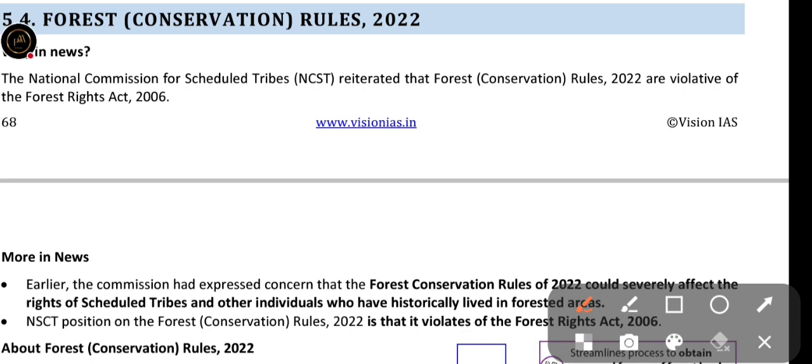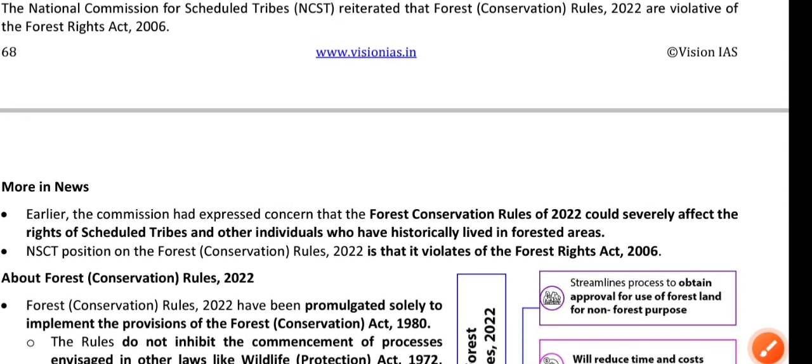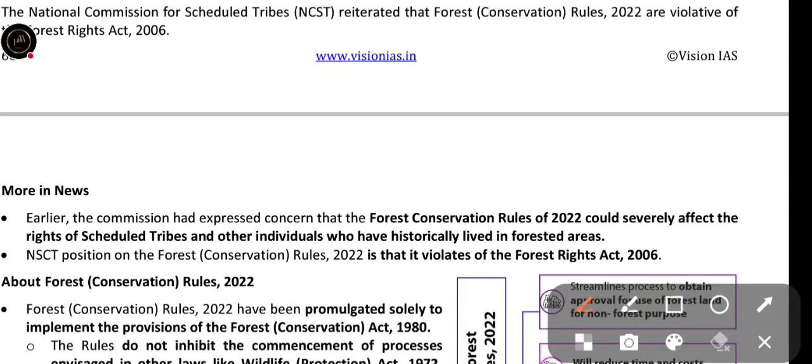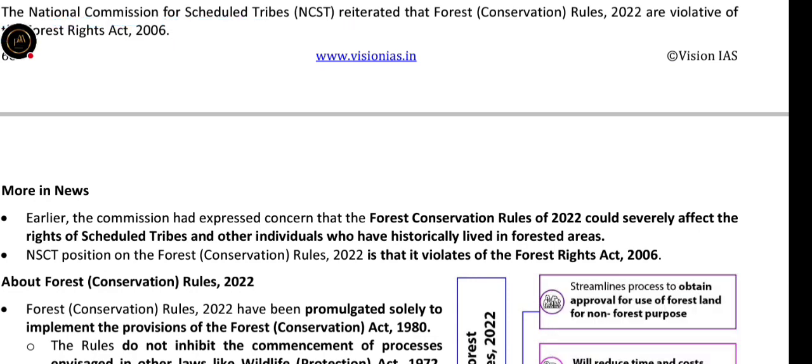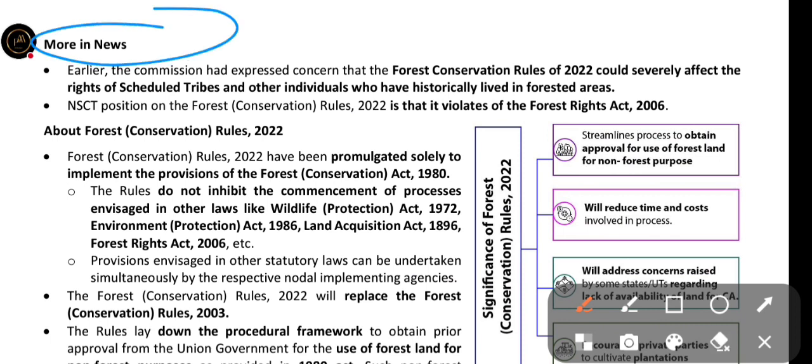Okay, and next is the Forest Conservation Rules 2022. So the Forest Conservation Act was amended by these Forest Conservation Rules 2022. Okay, so you should know that the National Commission for Scheduled Tribes reiterated that Forest Conservation Rules 2022 are violative of the Forest Rights Act 2006. Okay, why? Under this news, the earlier commission had expressed concern that the Forest Conservation Rules of 2022 would severely affect the rights of scheduled tribes and other traditional forest dwellers.